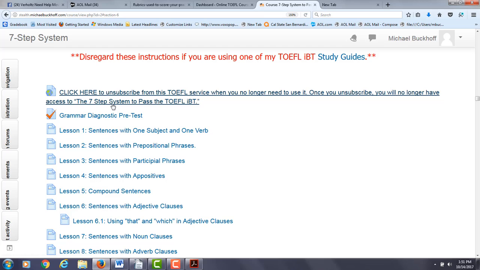It'd be a good idea for you, if you haven't done it, to take the grammar diagnostic pretest. See if you can figure out which of these lessons you need to focus on the most. Now, based on the sentence that you wrote, I'm going to say sentences with adjective clauses. I would definitely look at that. That's probably a good one.